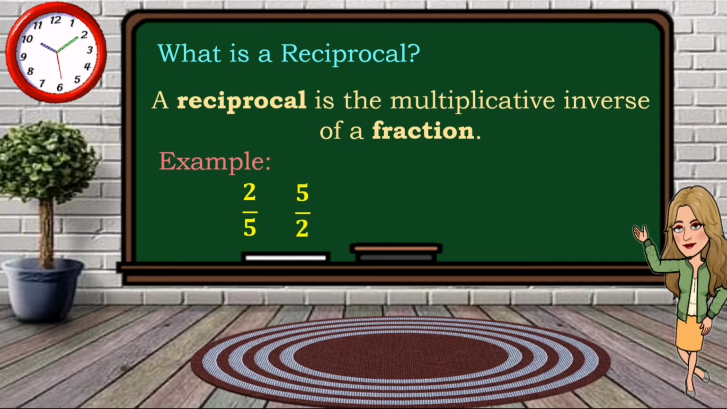And look what happens when you multiply a fraction by its reciprocal. Okay, we will multiply both the numerators. 2 times 5 equals 10. And then the denominators, 5 times 2 equals 10. 10 over 10 is equal to 1. Okay, the product of any number and its reciprocal is always 1.